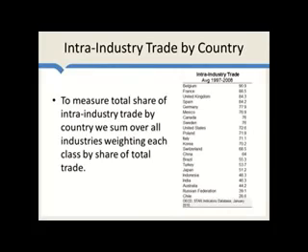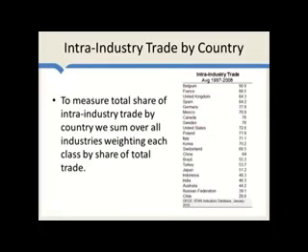Down here towards the bottom, we get countries which have lower levels of intra-industry trade. Australia and Chile, for example, these countries export a lot of minerals, which they don't so much import, so their values are lower. For most developed countries in the world, however, the intra-industry trade statistic is very high indeed.